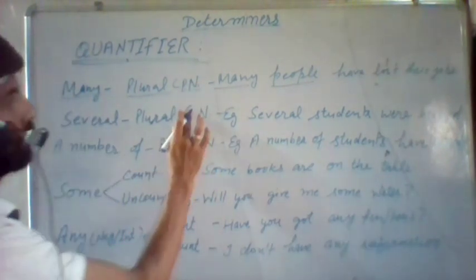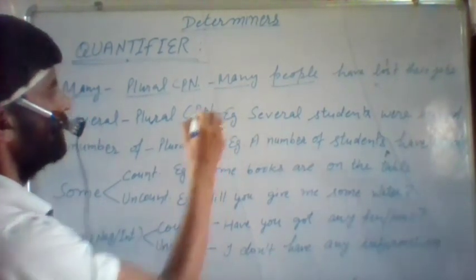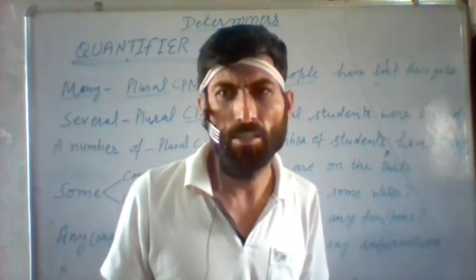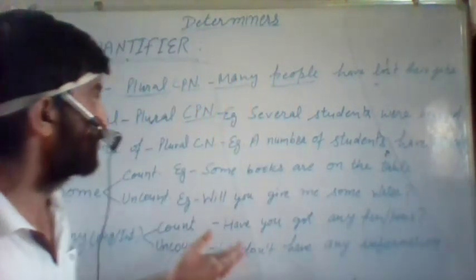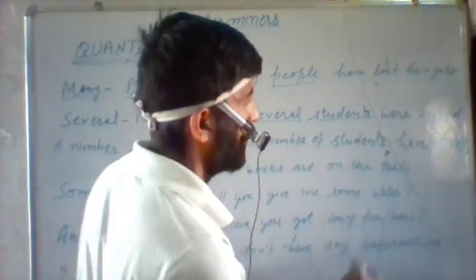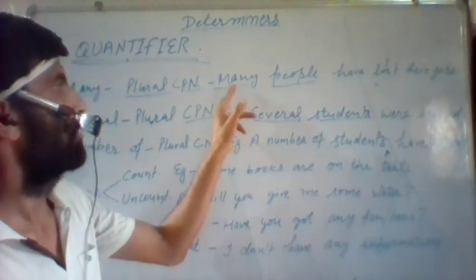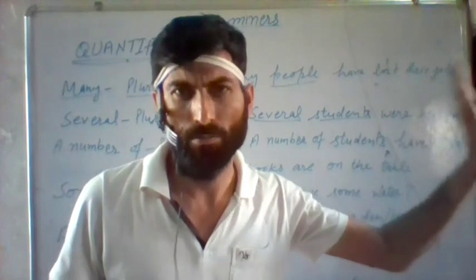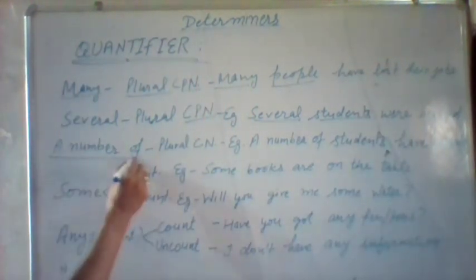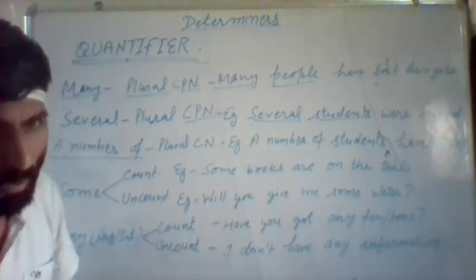Next, several. Several is also used with countable plural nouns, CPN, and both have a similar meaning. Many and several both have a similar meaning. We can replace them. Several students were injured. You can also write many students were injured. You can also write several people have lost their jobs. Both are right. Next, we move to a number of. We are talking about countable quantifiers only.